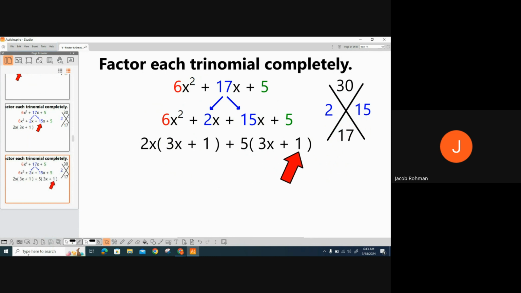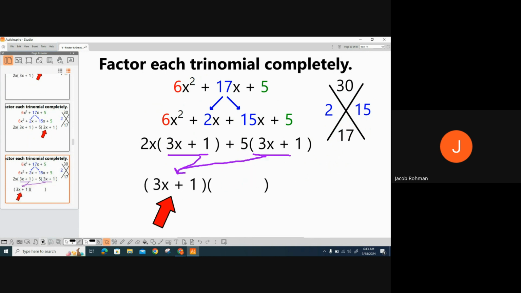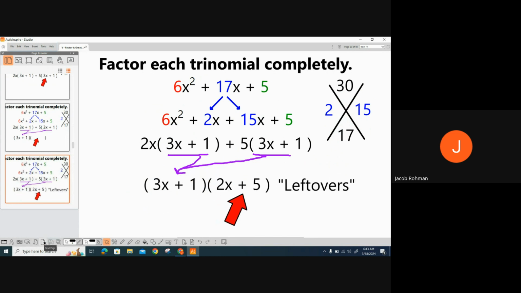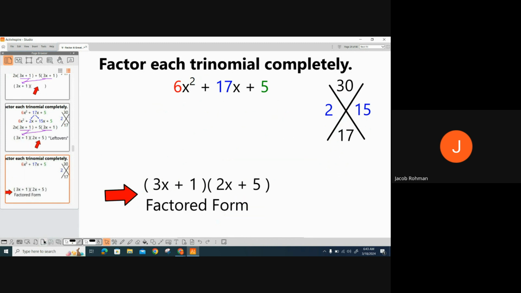1 inside the parentheses. And then now we can see that there's a common binomial here between the two sides. And so we're going to factor out that common binomial. And then what goes in the second set of parentheses is the leftovers. So we see the 2x plus 5 goes in this parentheses, and we call that the leftovers. So now we've gotten this expression into what I call factored form as we looked at to start.